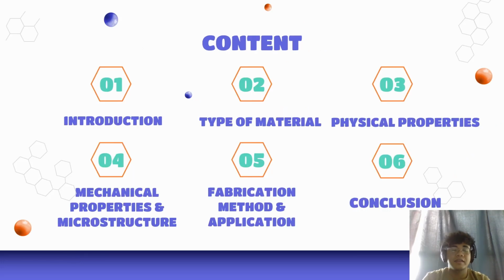So in this presentation, we have 6 content here. First, we have introduction. Second, type of material. Third, physical properties. Fourth, mechanical properties and microstructure. Fifth, fabrication method and application. And the last one is conclusion.